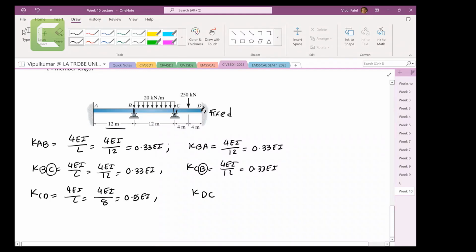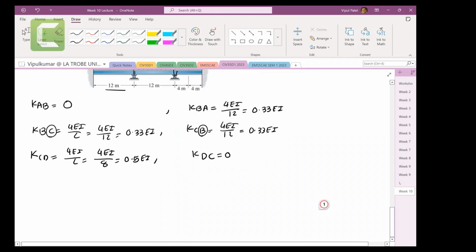And KDC, I think I made a mistake. Our stiffness at AB would be 0 because it's a fixed support. This one is from A to B. B is fixed, but this one is fixed, so 0. BA is this one, BC is this one. CB is okay. CD is okay, but KDC equals 0 stiffness because this fixed support is quite strong. It's infinity, so that's all good. So I hope you understand.